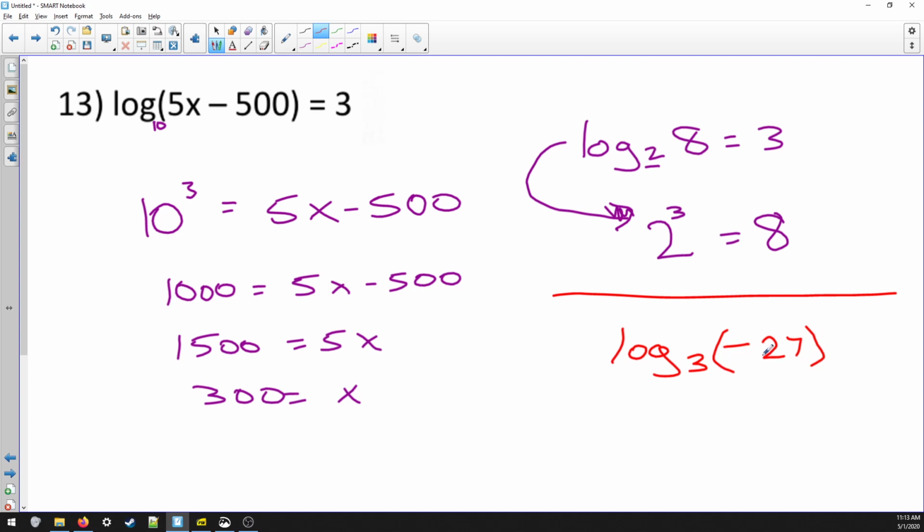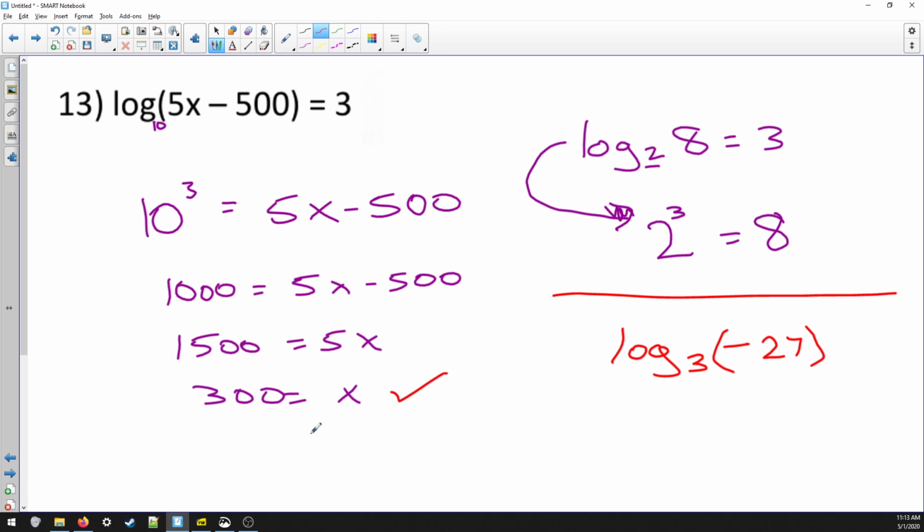So whenever we're solving log problems, we need to make sure that our answer, when I plug it back into the log, does not come out to be negative, okay? If it comes out to be negative, we're just going to cross off that answer and we're done, okay? This one is fine. If I plug in 300, this is going to say 5 times 300, which is 1,500. 1,500 minus 500 is 1,000, right? And that makes a whole lot of sense because 10 to the third power is 1,000. So that's right. We know this answer is correct, okay?